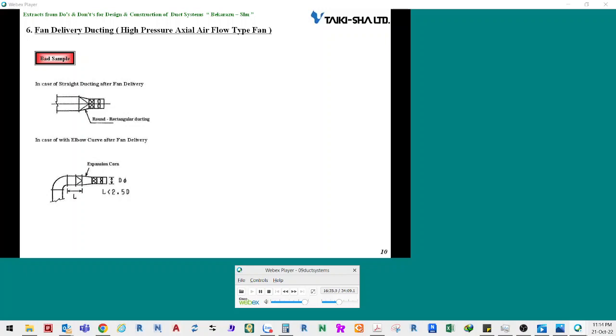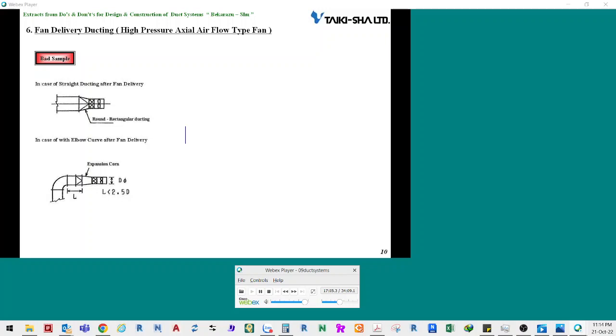Now I will explain about ducts at outlets of high static pressure type axial flow fans. A bad example is shown in the drawing on the right side. The fan connected to the duct is a high static pressure type axial flow fan. Fan outlets are connected directly to rectangle to round ducts or via short straight ducts with a length of less than 2.5 d to round elbow ducts.